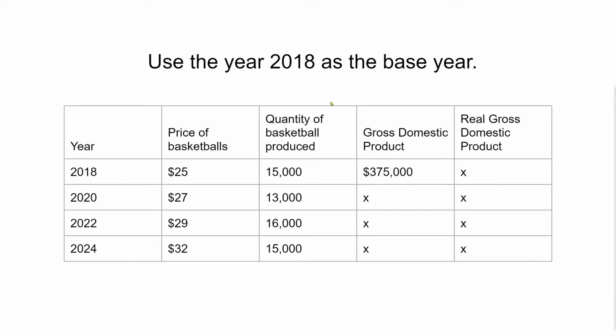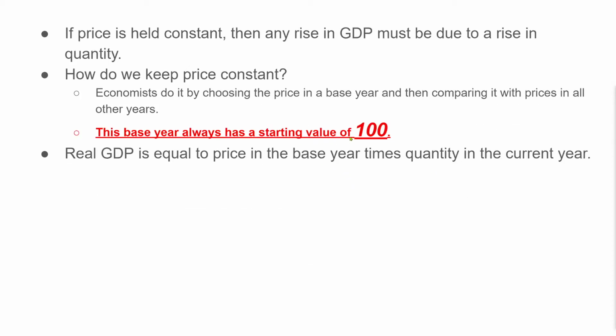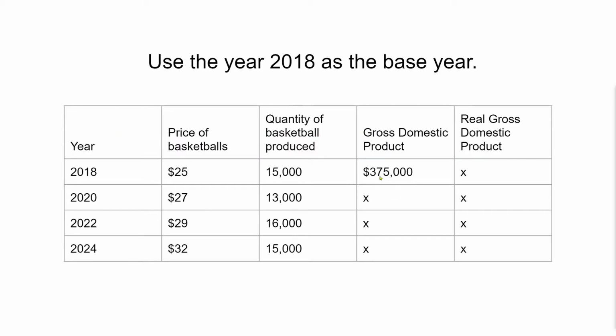Let's assume that 2018 is our base year. So we're going to take $25, that's the price of our basketball. We multiply that by the number of basketballs, so P times Q, and that equals 375,000. That is our gross domestic product. Now, if we look at the real gross domestic product, its starting value is 100. So what's 100% of this?